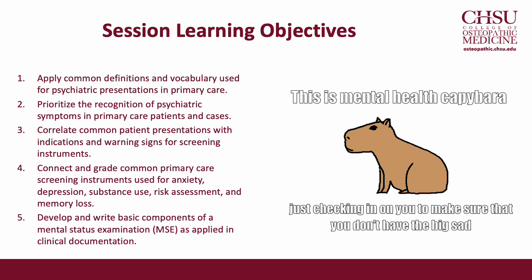Our session learning objectives are the following 5 points. First, we're going to be talking a lot about definitions and vocabulary for psychiatric presentations in primary care. From there, we want to prioritize and recognize psychiatric symptoms in primary care patients and cases. We're going to correlate common patient presentations with indications and warning signs for screening instruments. Then we're going to take a look at common screening instruments that are used for anxiety, depression, substance use, risk assessment, and memory loss. Finally, we'll develop and write the basic components of a mental status examination as it applies in clinical documentation.